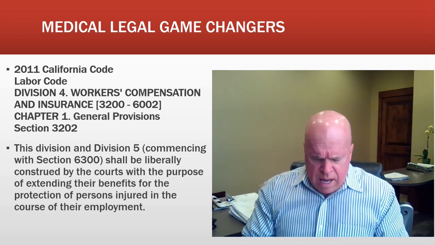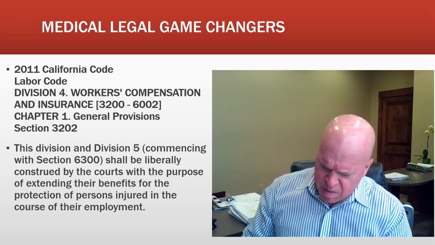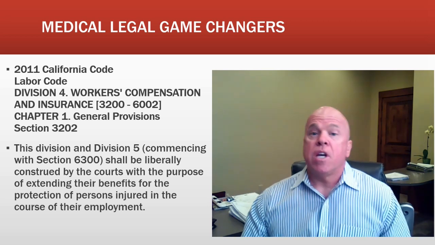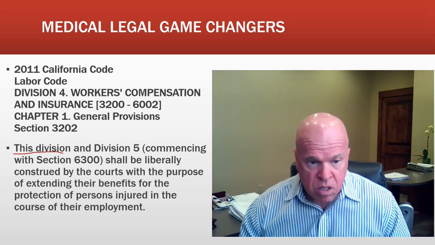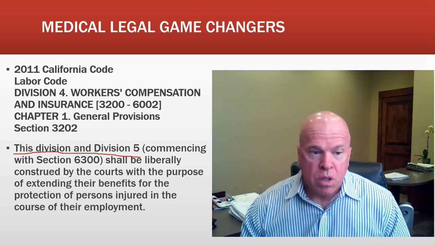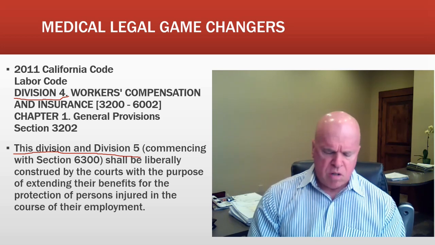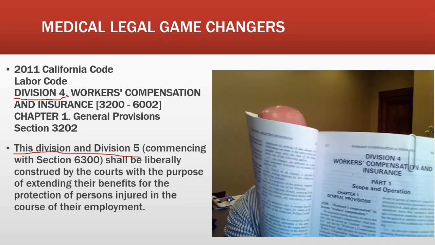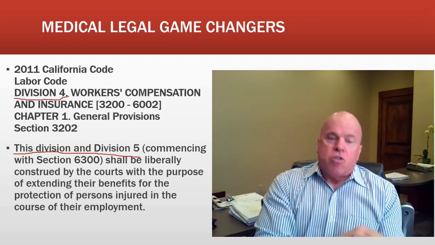This book has approximately, I'm not even going to the end, but I'm at page 1829, and these are all the laws that relate to California workers' compensation. Well, Labor Code 3202 tells us that this division, it says this division and Division 5. So when it says this division, it's referring to Division 4. Okay? So let's go to the book and let's open up Division 4. Division 4 is right here. Can you see that? Division 4, Workers' Compensation and Insurance.